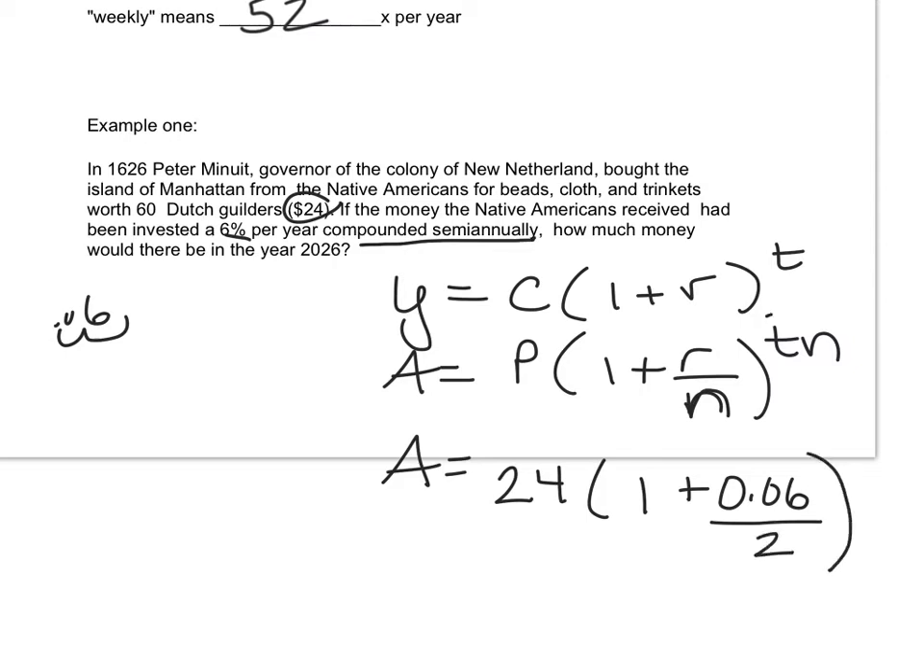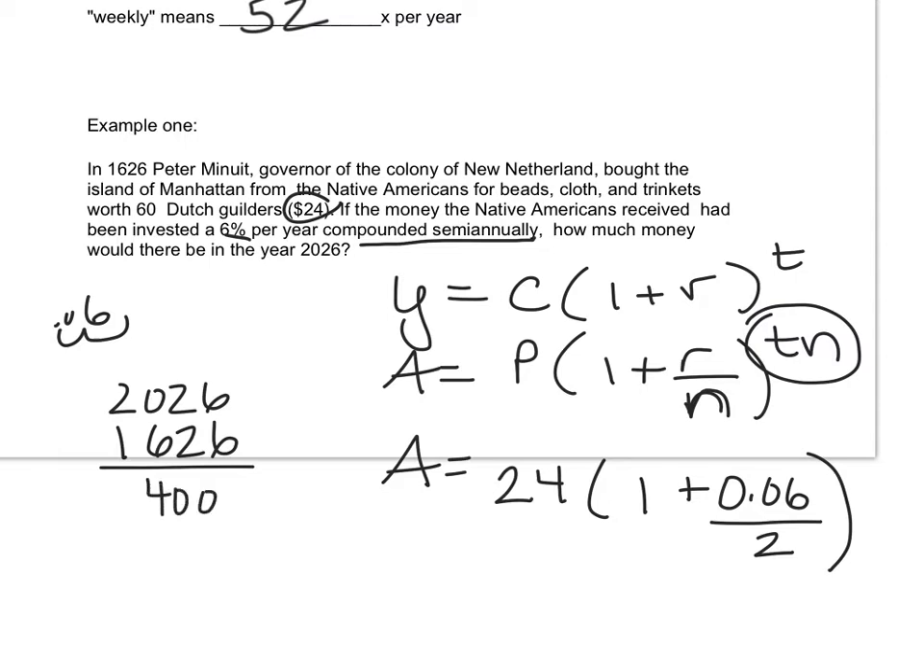And then when we look at the exponent, we now have time. So we have to figure out how many years have passed. So you have 2026 minus 1626. And that's going to give us 400 years. And then we also have to multiply that by 2, so that way we end up compounding it that many times.